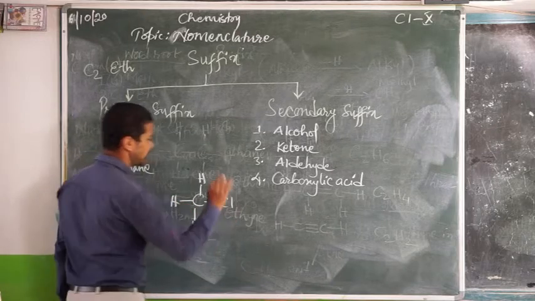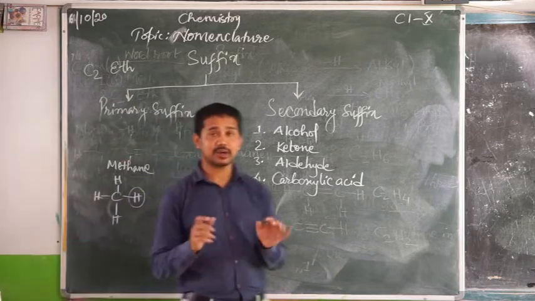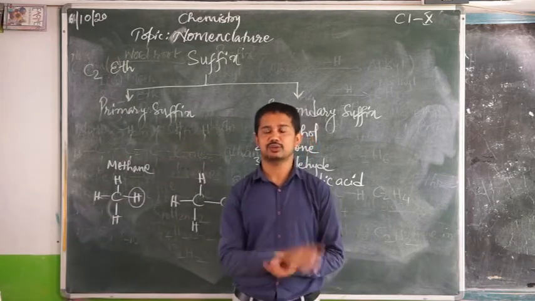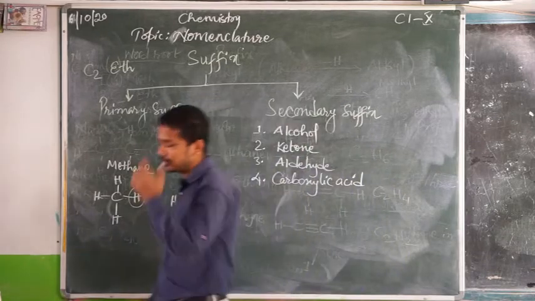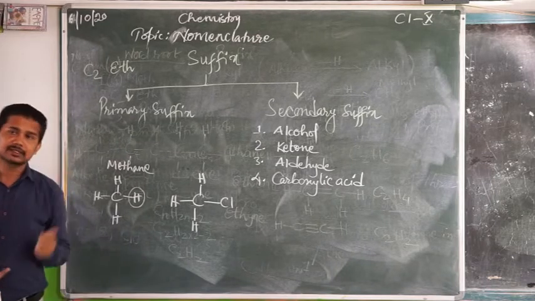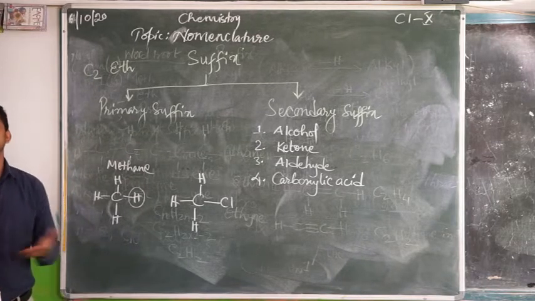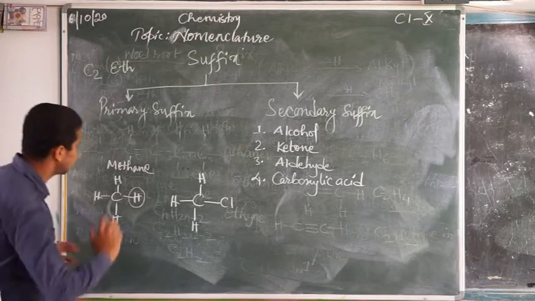Here will be chlorine. Heteroatom, actually it has to be heteroatom, not all atom. Why is it heteroatom? Atoms other than carbon and hydrogen are called heteroatoms. So a functional group is a heteroatom or group of atoms. If you write heteroatom, it will be more specific.